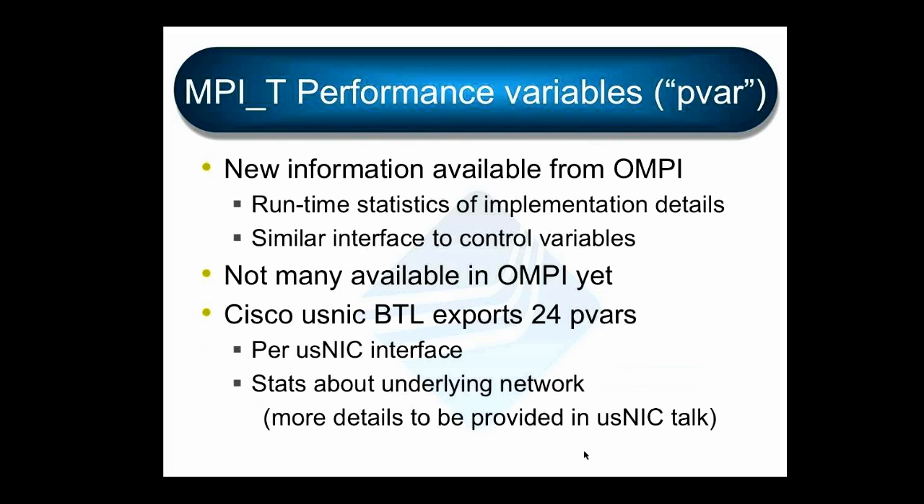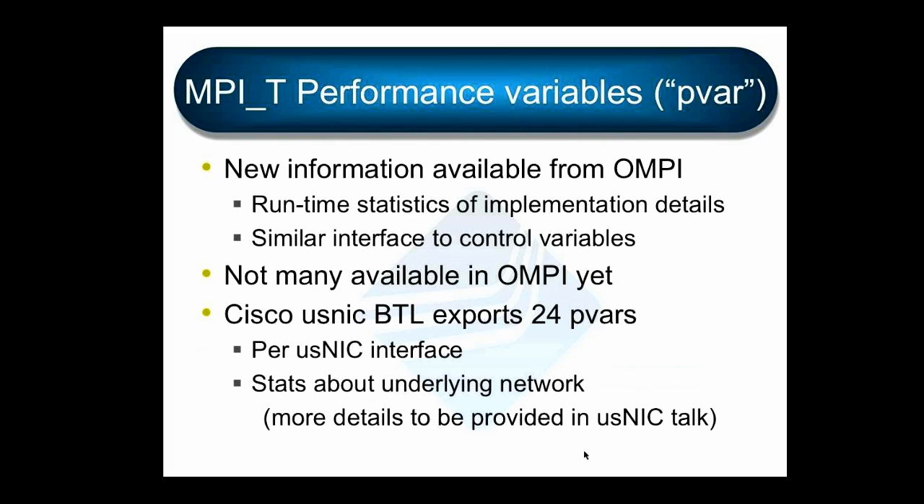We did it first down at the network layer, but it could also be MPI-layer things too, like how many communicators are being used right now, how many requests are active right now, all these kinds of statistics that you like to see in profiling tools when you're trying to find the bottlenecks in your application and whatnot. So it's a very similar interface to control variables, but they're all called PVARs instead of CVARs.